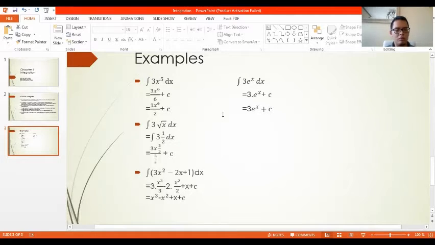Next one is the integral of 3 square root of x dx equals the integral of 3 x to the 1 over 2 dx. Simplify it again, equals 3x to the 3 over 2, over 3 over 2, plus c.